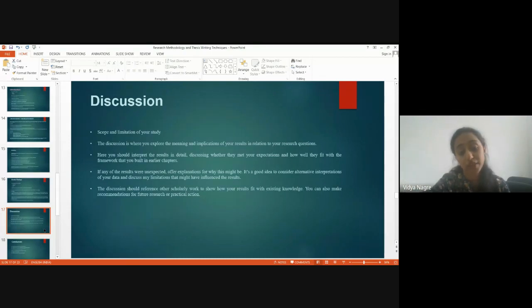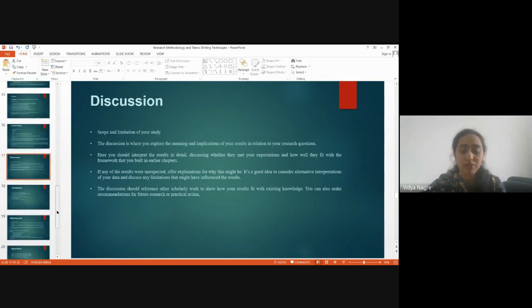The discussion is where you explore the meaning and implications of your research in relation to your research questions. Here, you should interpret the results in detail, discussing whether they met your expectations and how they fit with the framework that you built in earlier chapters. If any of the results were unexpected, offer explanation for why this might have happened. It is a good idea to consider alternative interpretations of your data and discuss any limitations that might have influenced the results. The discussion should also engage with other scholarly work to show how your results fit with existing knowledge.